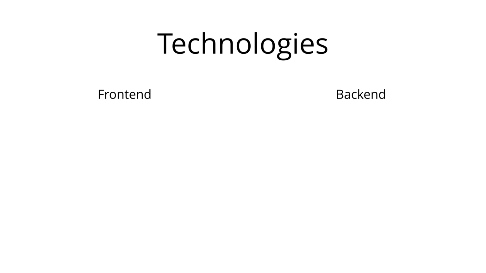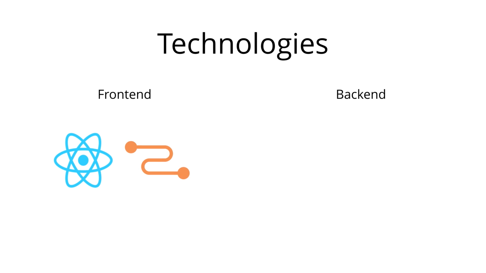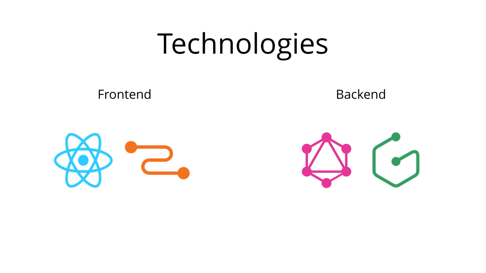In this tutorial, you'll use the following technologies for building the application. On the front end, you'll be using React, which is a framework for building user interfaces, and Relay, which is a powerful GraphQL client that is developed by Facebook. And on the backend, you'll use a GraphQL API that is provided by Graphcool.